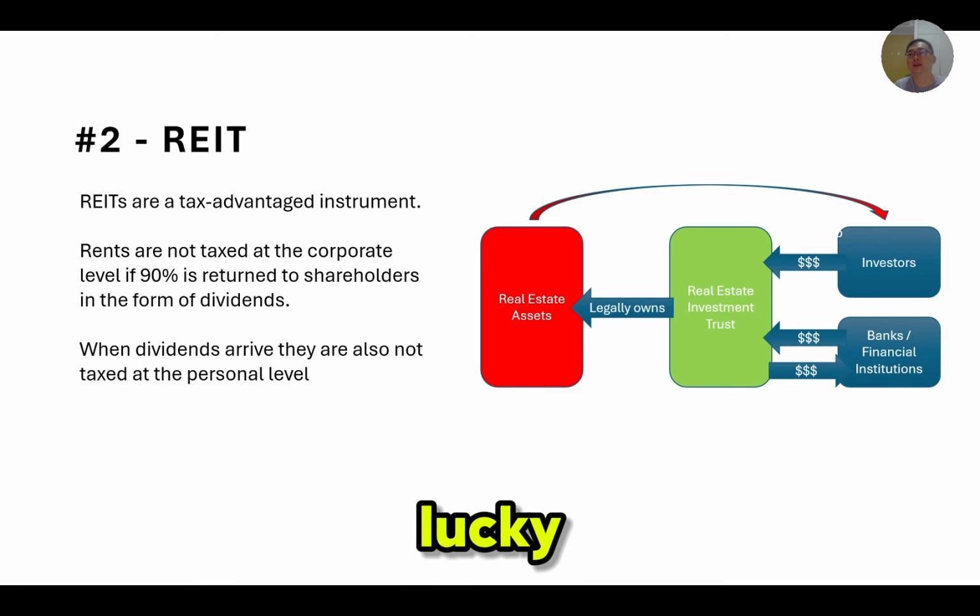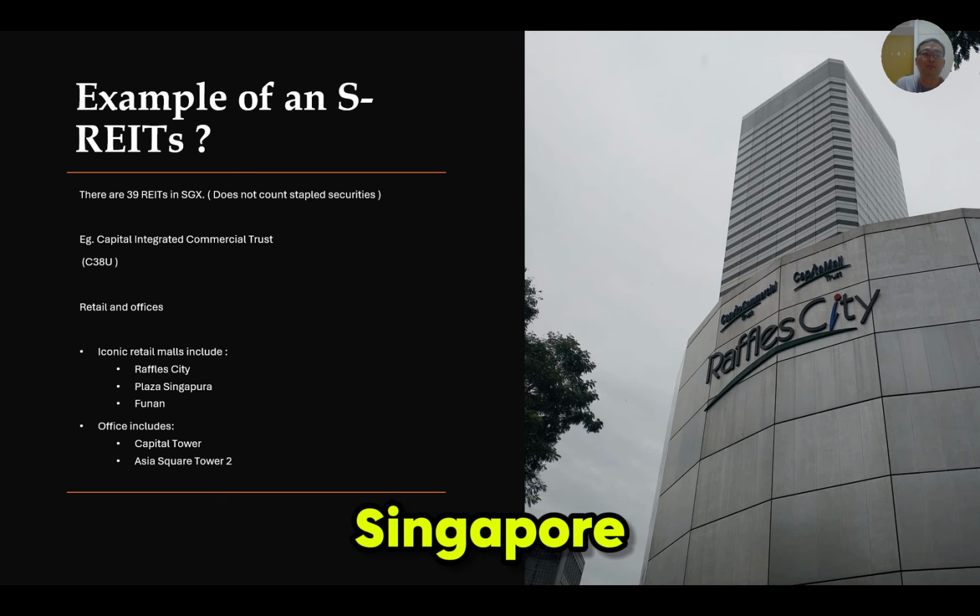And if you're lucky, as the buildings gain in value, the buildings can be cycled somewhere else. That means you sell the buildings and then you buy new buildings that give you a higher yield. All right. So a real estate investment trust is an investment that allows you to be like a landlord. So very, very useful instrument and a very good complement to banks in Singapore.